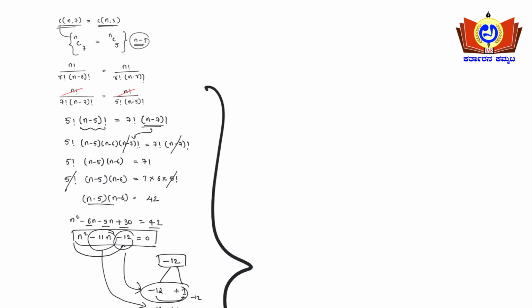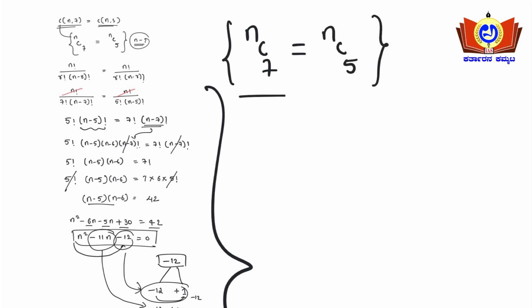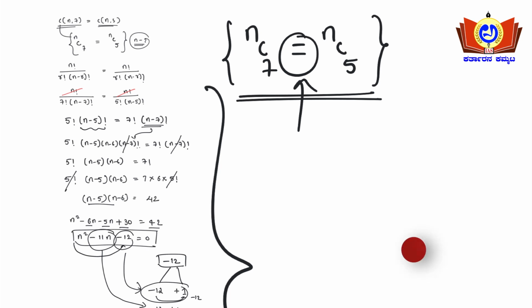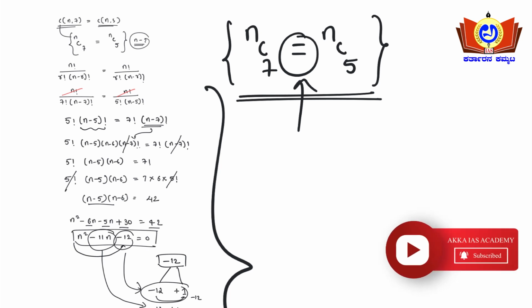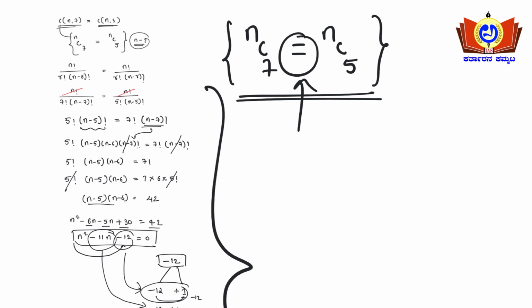See, what is the given condition actually? nC7 is equals to nC5. See, if at all such condition is given, then make a note that either base, if at all say, two equal signs are there. If at all such a sign is given, there are two conditions you need to take care of. Either base number will be equal. Base number means this number, this 7 or 5, these numbers will be equal, or else the addition of both numbers will give the value of n.